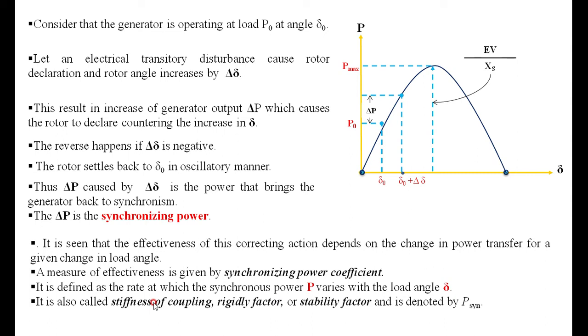It is also known as stiffness of the coupling, or rigidity factor, or stability factor, and is denoted by P subscript synchronous, that is P synchronous. The synchronizing power plays an important role in the alternator. Whenever a disturbance occurs, its main role is to bring the system back to its original operating point. That is, the ratio of delta P by delta delta is indicative of the capability of the synchronous machine to stay in synchronism for bounded amplitude of disturbances.